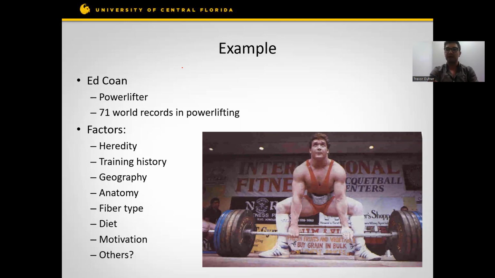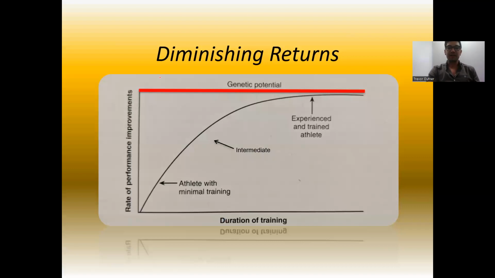The satellite cells in his muscle are probably better able to differentiate more quickly to provide muscle repair than other individuals. And then diet, motivation, there's all sorts of things that might be different for these individuals that might put them on one end of the spectrum versus the other. With this individuality, we're talking about the law of diminishing returns.